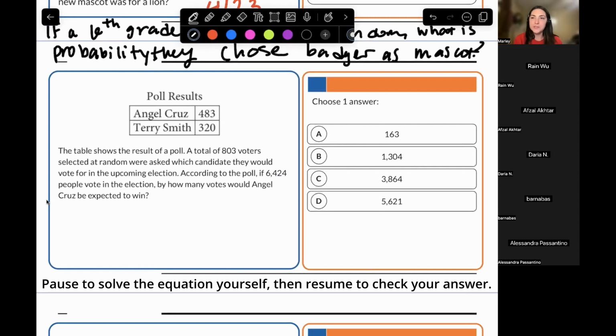There's also a few different ways that you can set this up to get to your answer, but I'll let you guys try it out. And remember, when you do get to your answer, just be careful, double check what the question's asking.